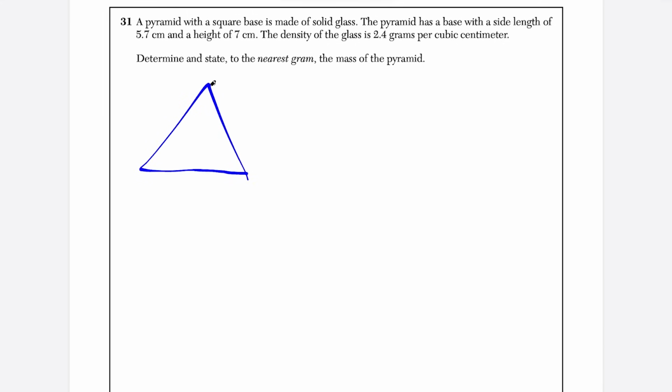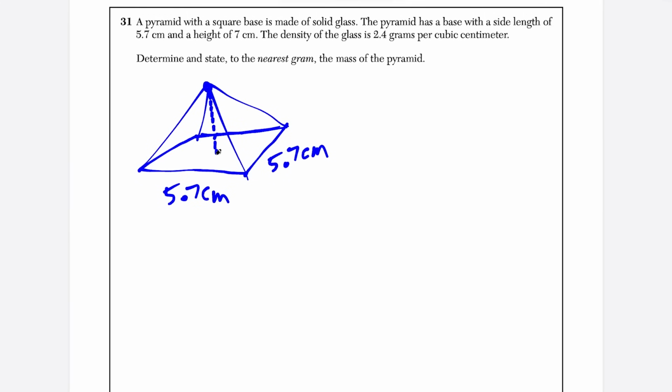So I'm just going to draw this out. So here is our pyramid, and the base is a square. We're told that the side length of the base is 5.7 centimeters. So all the way around, we have 5.7 centimeters. And the height of the pyramid is 7 centimeters. So going from the top to the center of the square base, that distance is 7 centimeters.